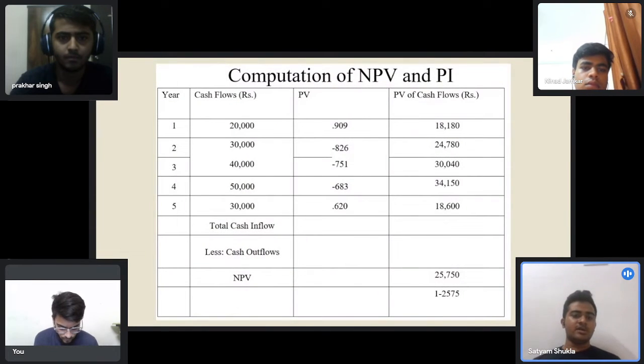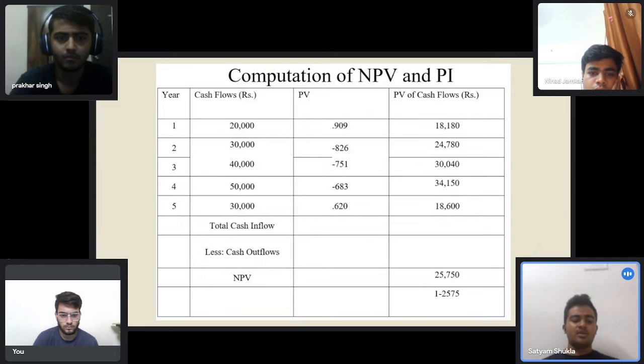The first one is the NPV and PI. Here we have taken the following data with the cash flows, and we have applied the PV rates. After that, we have got the PV of cash flows, and NPV is obtained by deducting the cash outflow from the PV of cash flows. Next.